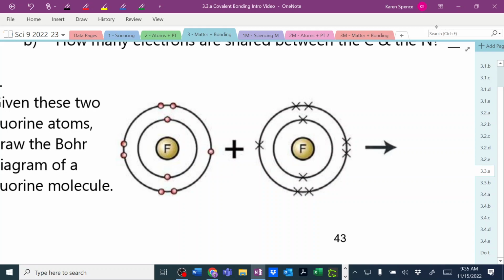So I've had a couple people ask, what's up with the X's? The X's just show an electron. It's just to be able to distinguish the electrons on one fluorine from the electrons on a different fluorine, okay?